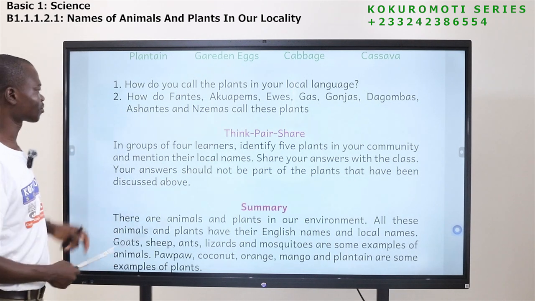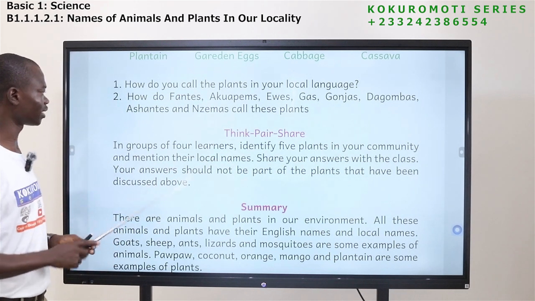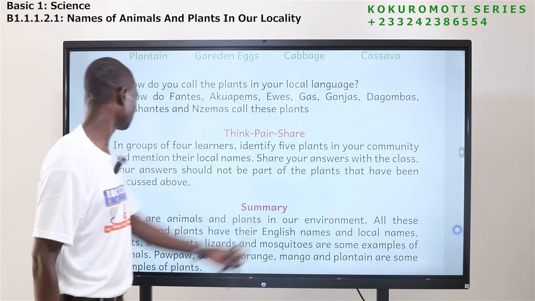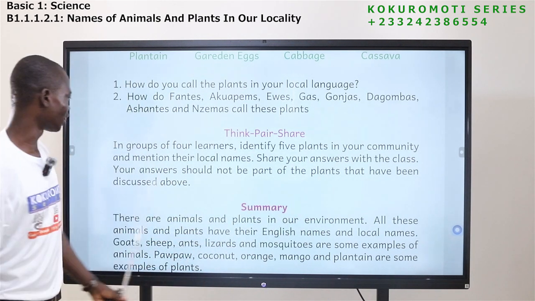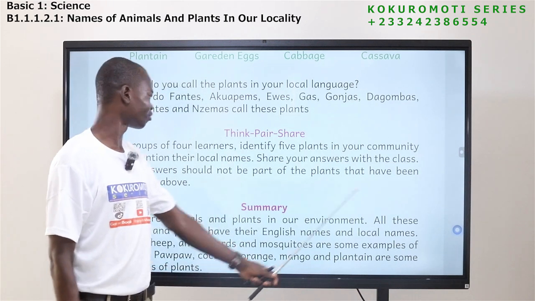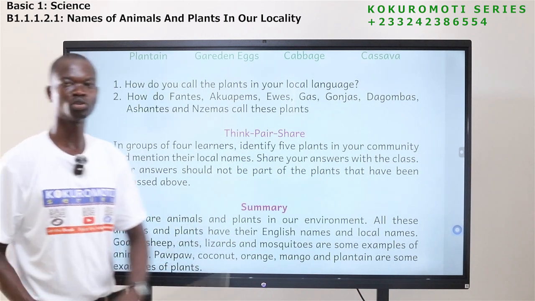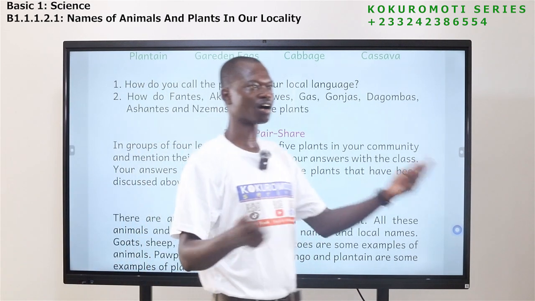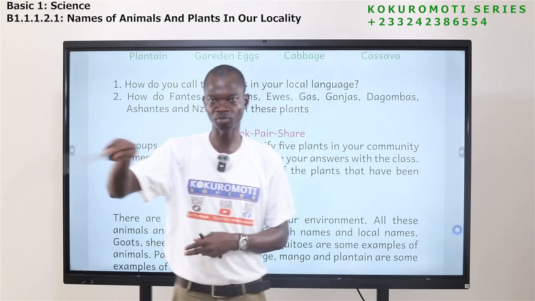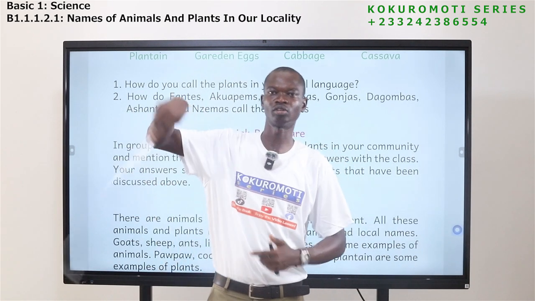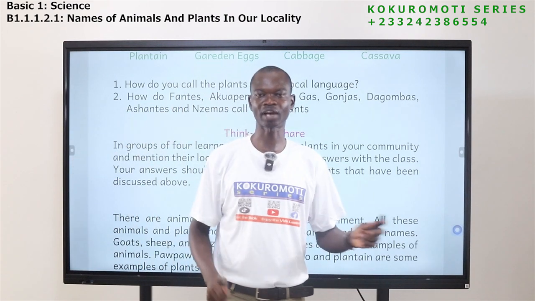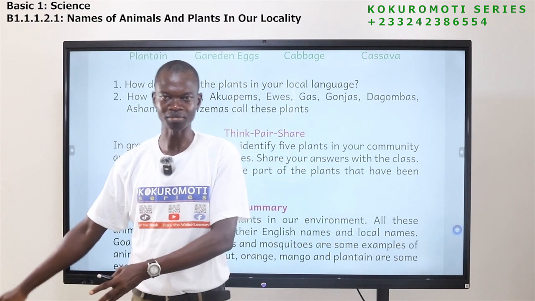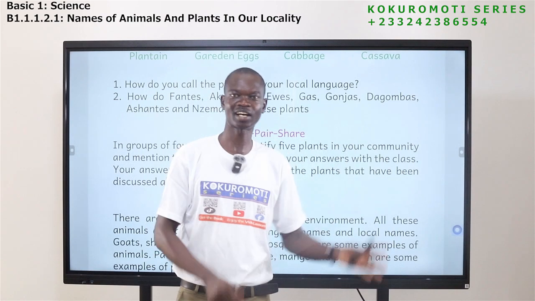Now we have this. Think, pair, share. In groups of 4 learners, identify 5 plants in your community and mention their local names. Share your answers with the class. Your answers should not be part of the plants that have been discussed. So look around the plants that you have, look around where you live, the plants in your locality. Just list 5 of them with their English names and then the local names.